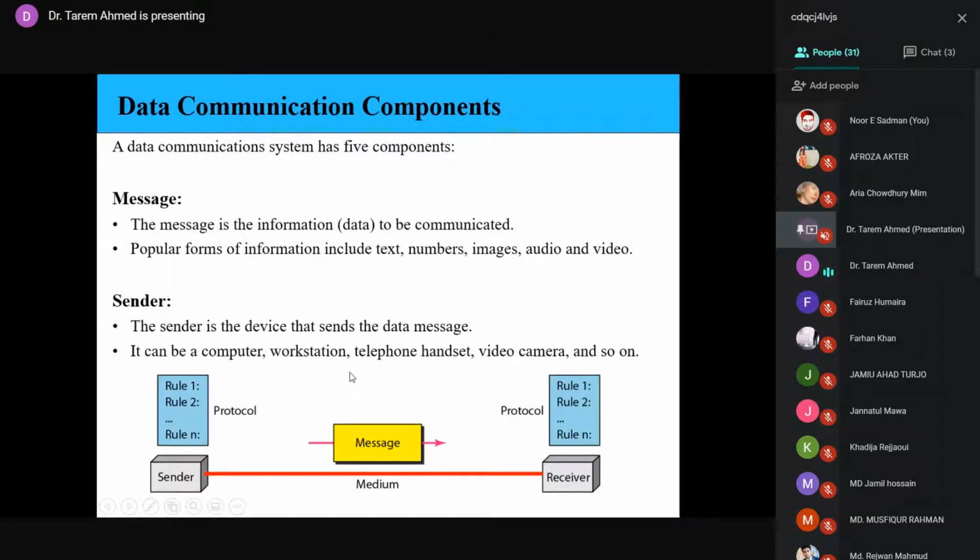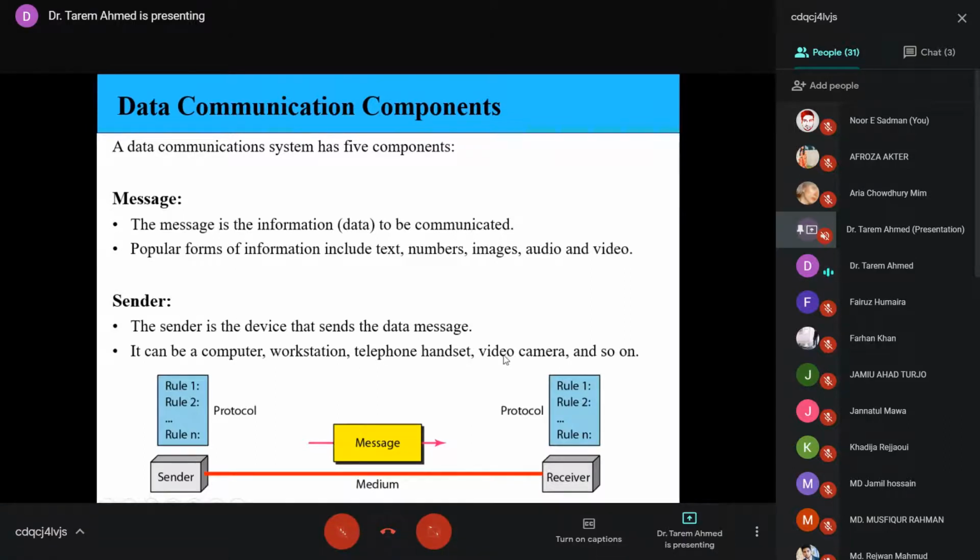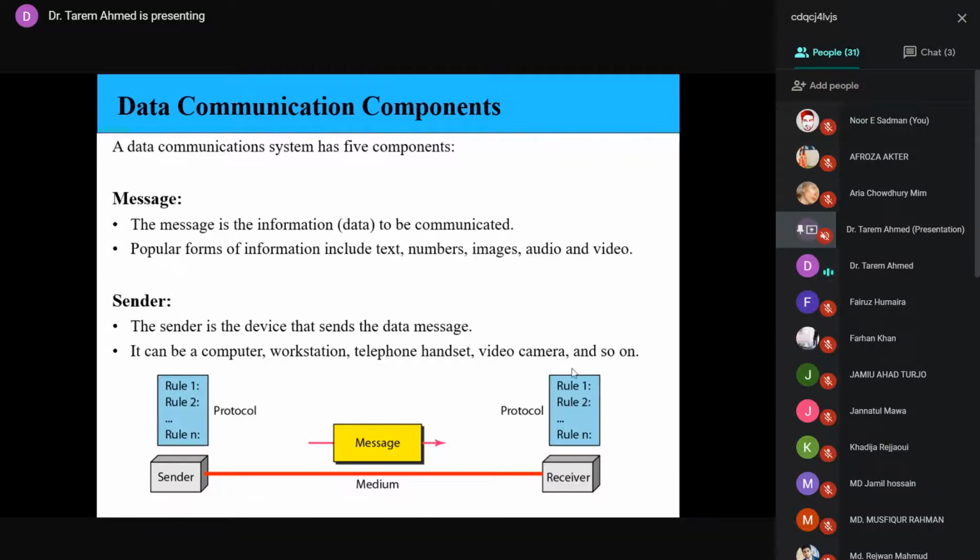Then you have a sender, which is the device that will transmit. Modern day, it can be any IoT device. In the olden days, I mean, we still use it, it can be a landline telephone handset. Okay. A video camera is an example. If it can transmit, it would be an example of an IoT device.